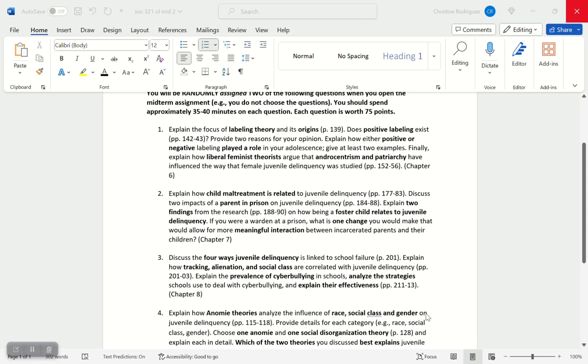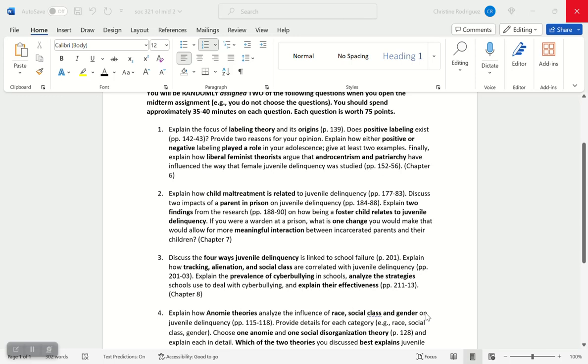Explain how either positive or negative labeling played a role in your adolescence. Give at least 2 examples. So this is just about you. Give at least 2 examples of how labeling played a role in your adolescence.